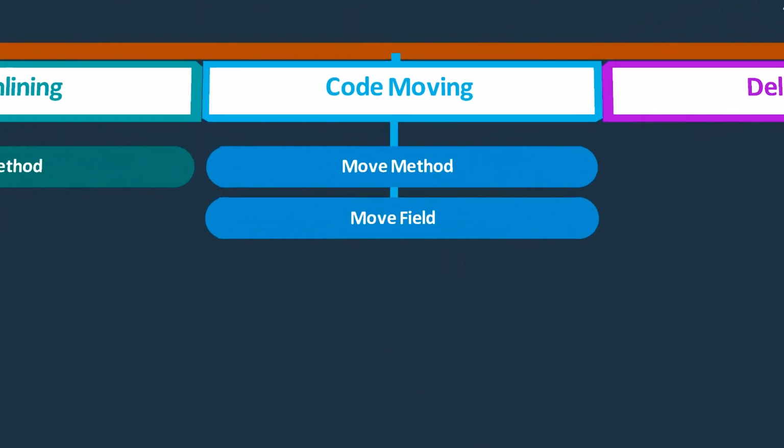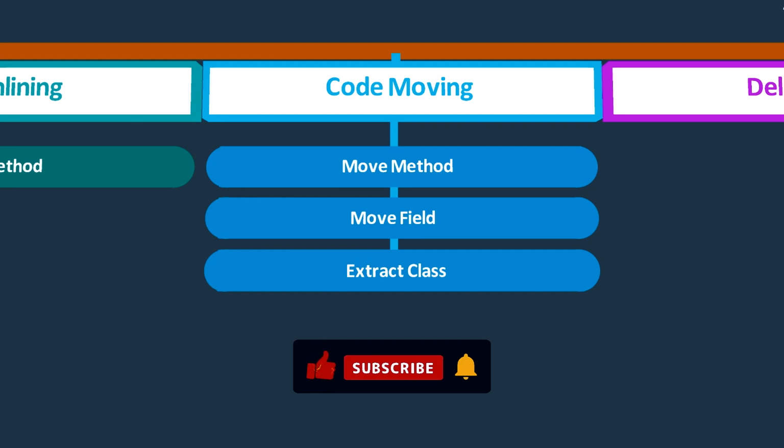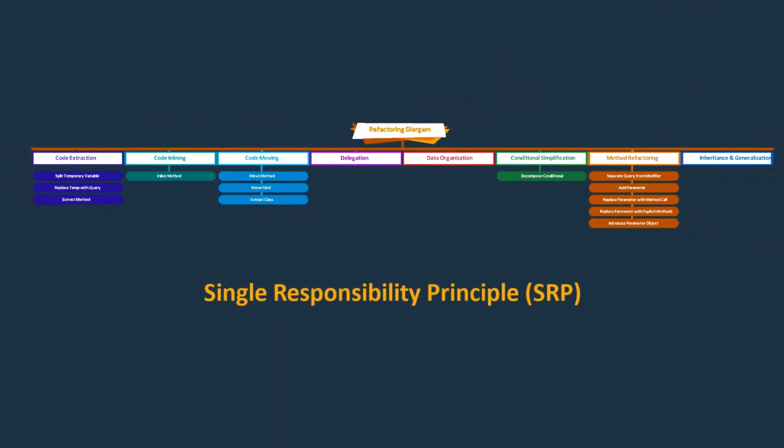This technique falls under the code moving category in our refactoring diagram. It's important to know that when we extract code into a new class, it only focuses on doing one job. This is an important coding rule called the single responsibility principle. It's part of a set of best practices called the SOLID principles. These principles help us write code that is easy to understand, change, and reuse.